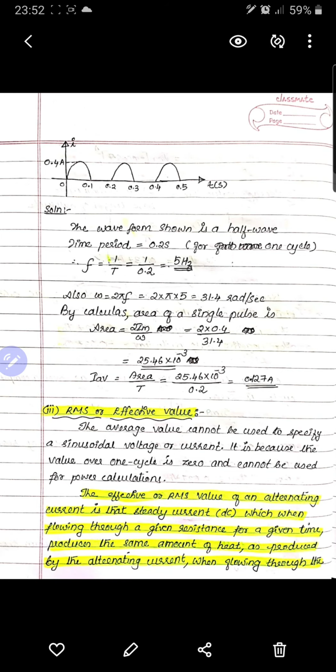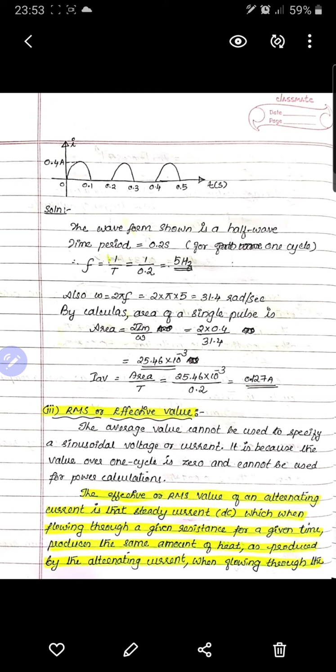Next is RMS or effective value. That is the third topic under the values of alternating current and voltage. The average value cannot be used to specify a sinusoidal voltage since for one cycle it is zero, so it cannot be used for power calculation. It is already discussed. So the next category is called RMS or effective value, which is found over one cycle.